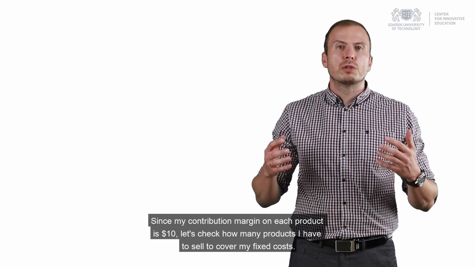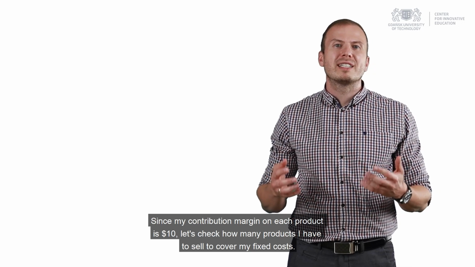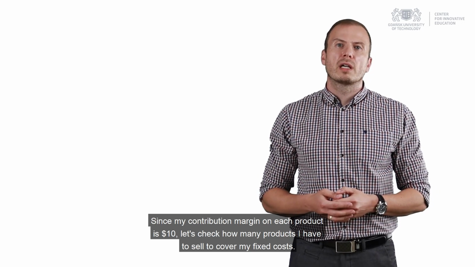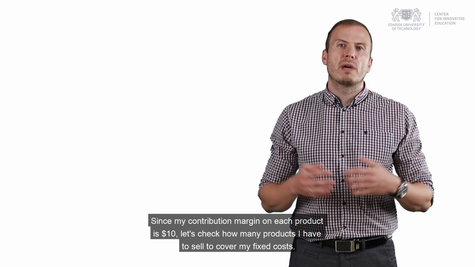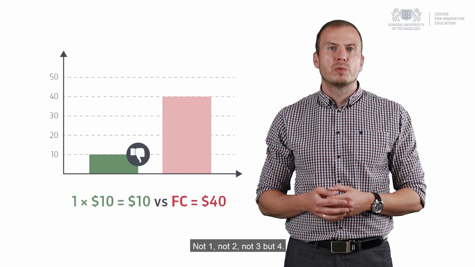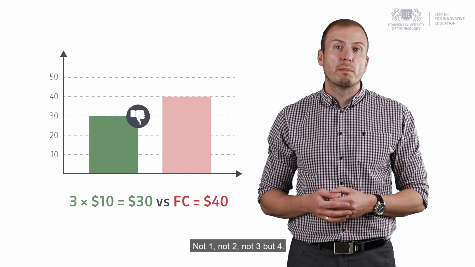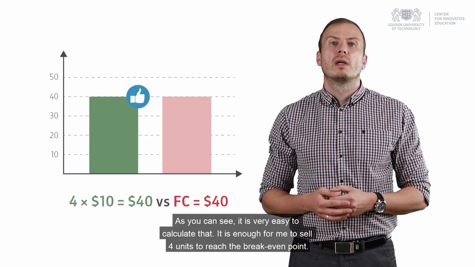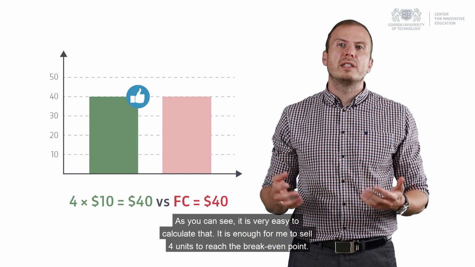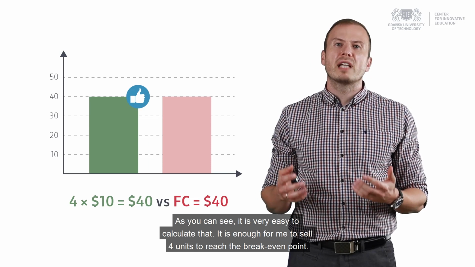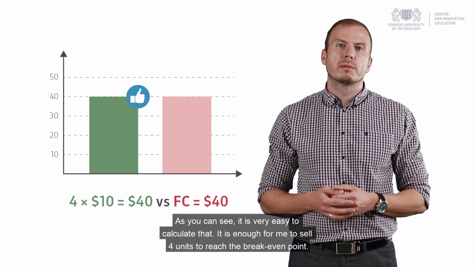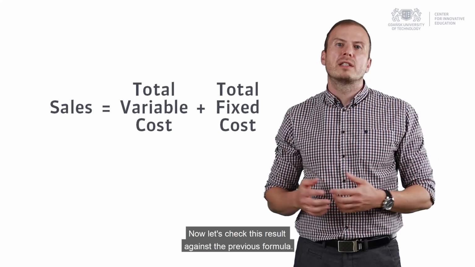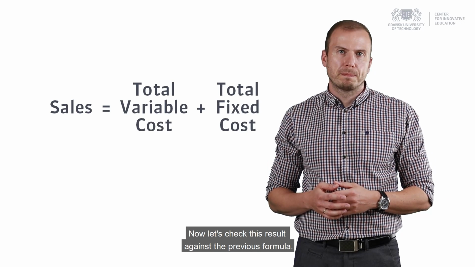Since my contribution margin on each product is $10, let's check how many such products I have to sell to cover my fixed costs. Not 1, not 2, not 3, but 4. As you can see, it's very easy to calculate that it is enough for me to sell 4 units to reach the break-even point. Now let's check this result against the previous formula.